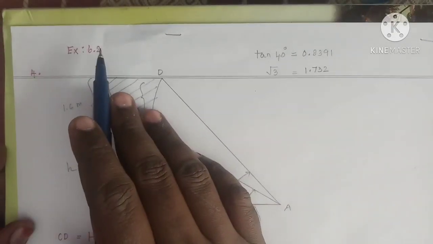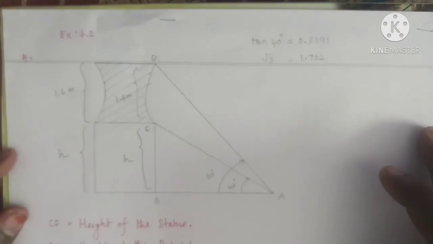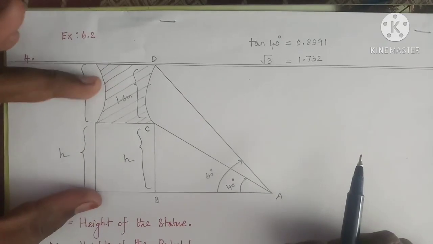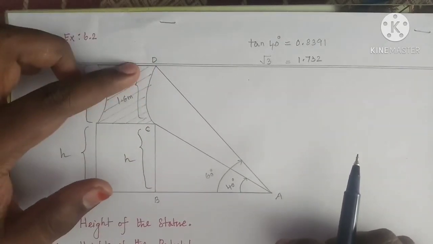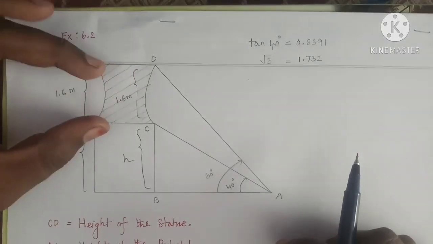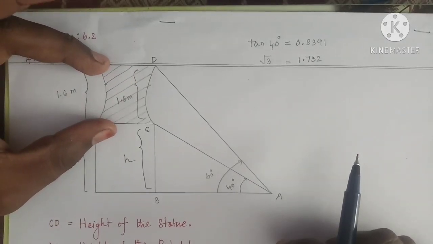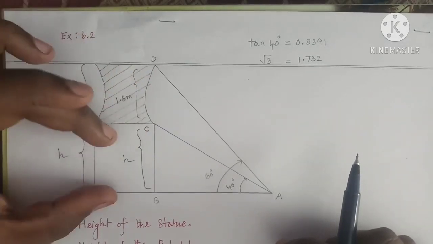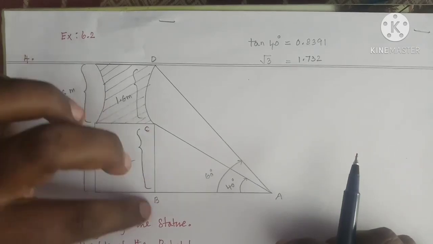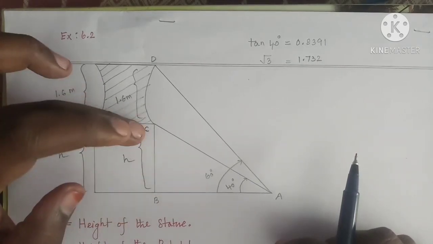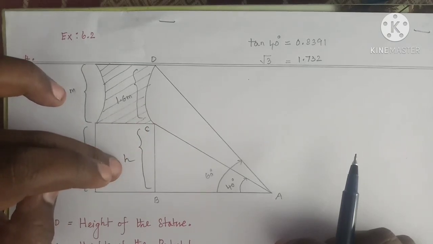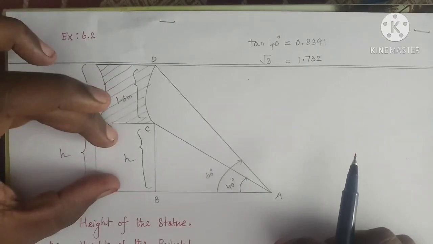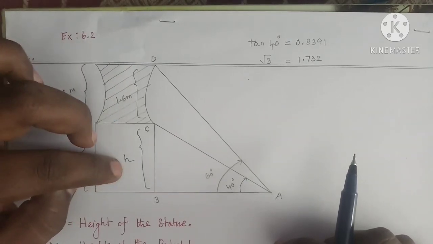Exercise number 6.2, question number 4. I hope you can see the diagram. In this diagram, CD refers to the height of the statue. Assume this is the statue. Its height is CD, and it is on the pedestal. That height BC is the height of the pedestal, which I have taken as H meters. And the statue height is 1.6 meters.